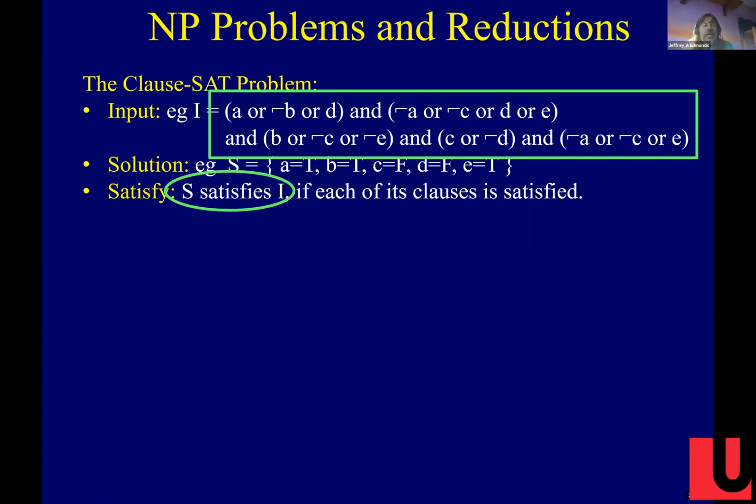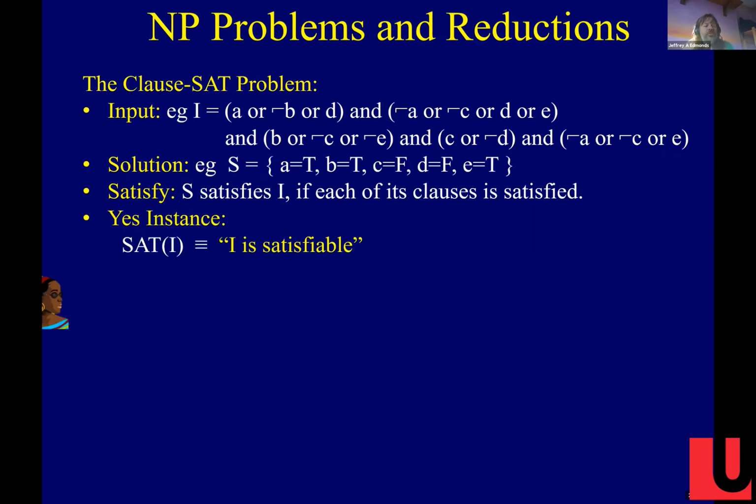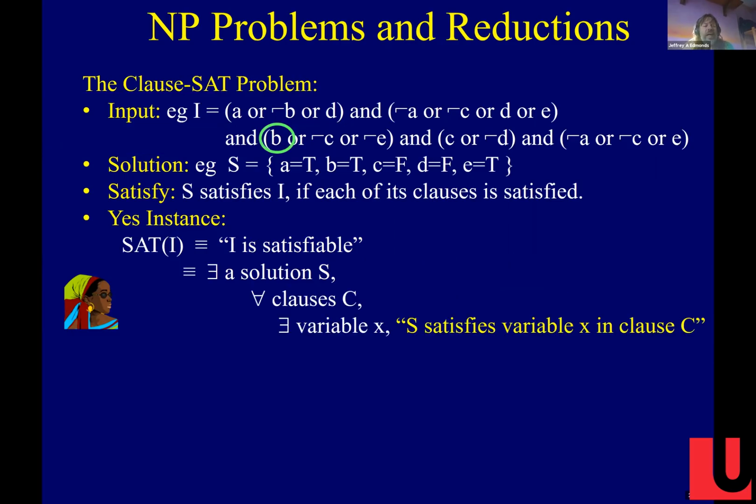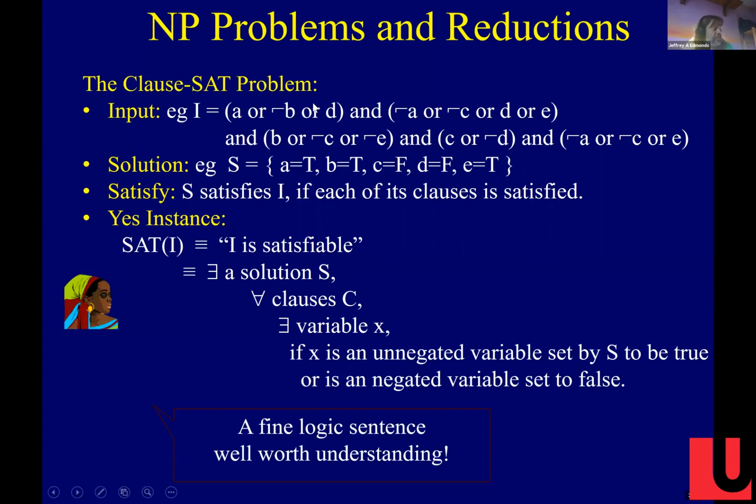And what's our first order logic statement? Is that we want to say the instance, right? These clauses are satisfiable if there exists a solution, if there exists a setting of the variables that satisfies what? It satisfies every clause. And how does it satisfy every clause? For every clause, there has to exist a variable that's satisfied. And how does the variable get satisfied?